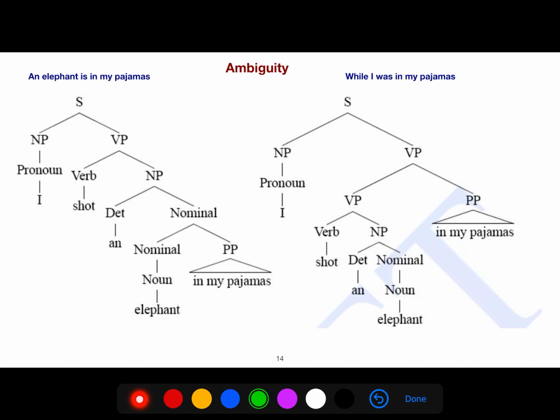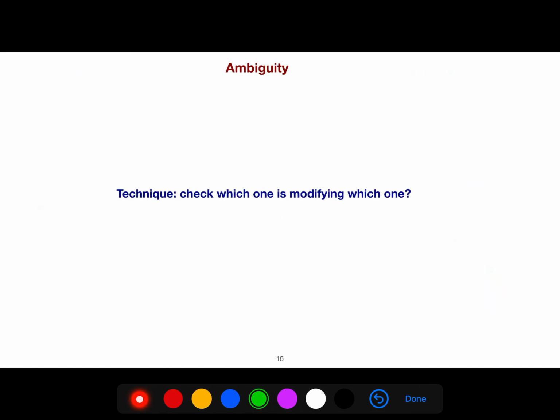And as I said, these rules, for example, NP goes to determiner and nominal. Because you have different rules for one head, this creates ambiguity. For example, here we have two ambiguities. But as the number of your words grows, the number of trees grows exponentially. And that's a big problem.